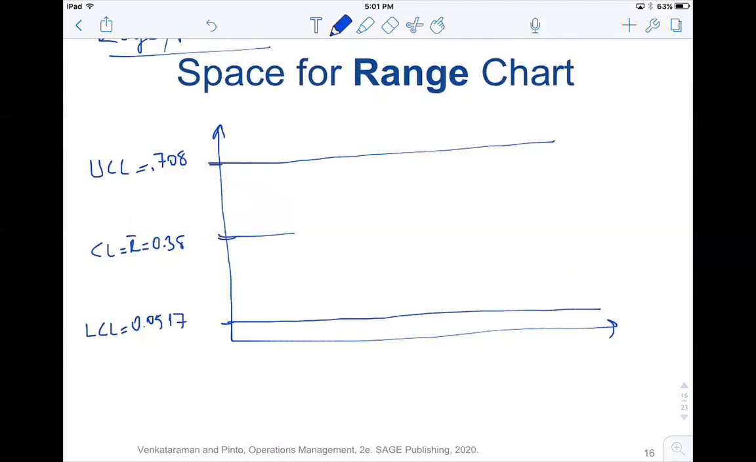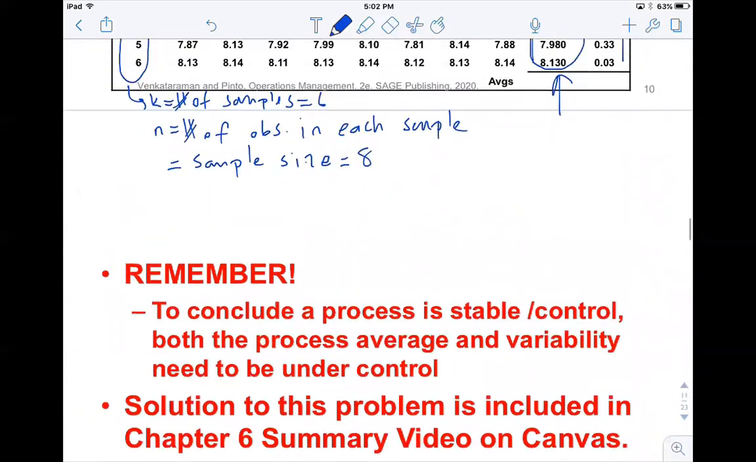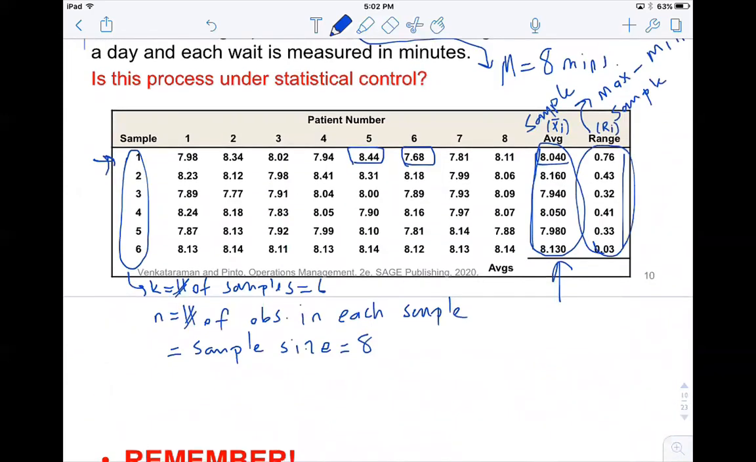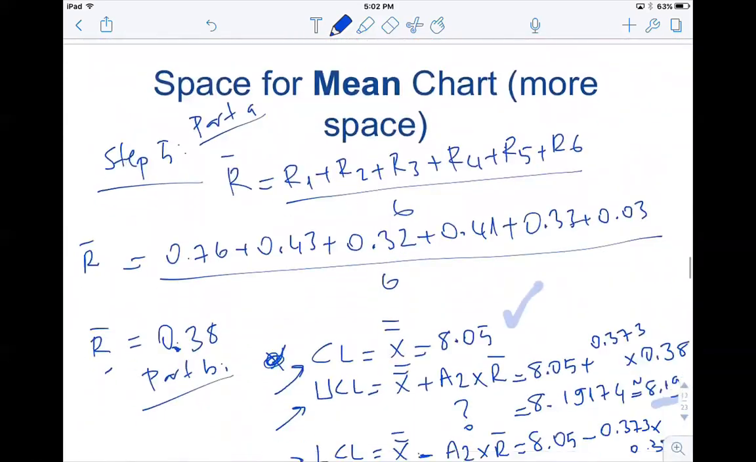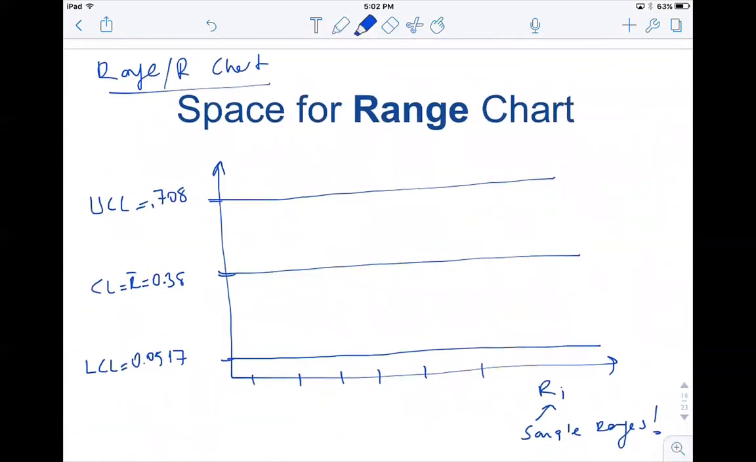And on the x-axis this time, we are just going to put our sample ranges. I do have 6 different samples. So first one, second one, third, fourth, fifth, and sixth one. So let's see what those values are. Again, those values are just going to come from this table right here. I already noted them down here, and I'm going to make sure that I can represent them correctly on this chart. All right, so let's put the dots in the right position.